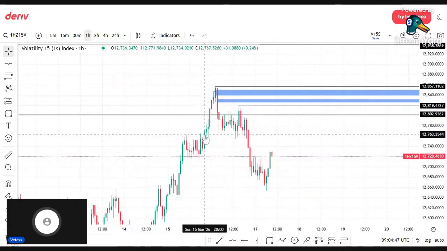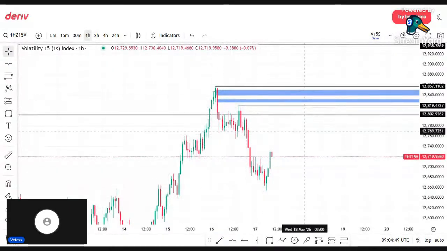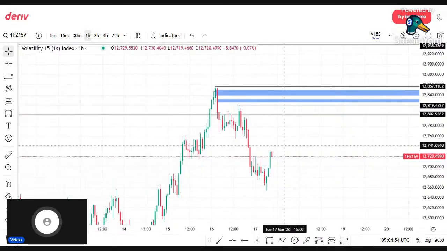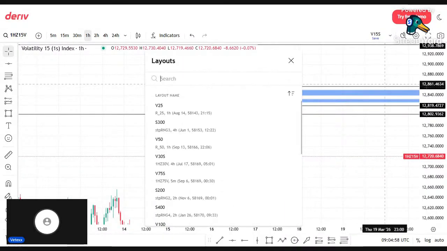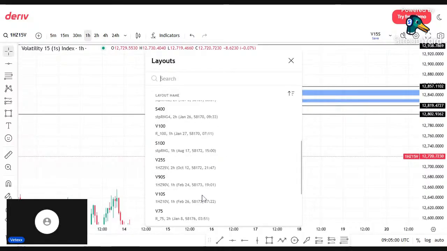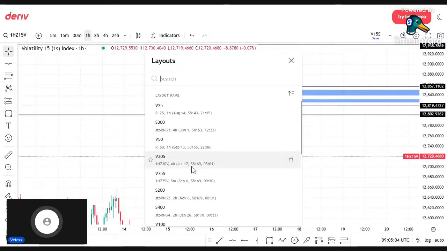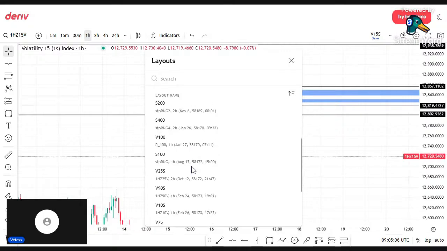So this is the market review from yesterday to today. So these are the two pairs I've been looking out for, and also V100X, which is right here. We have V100X too.